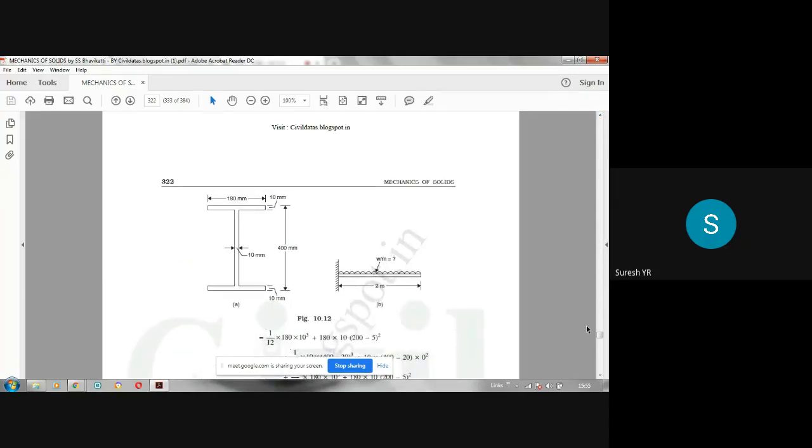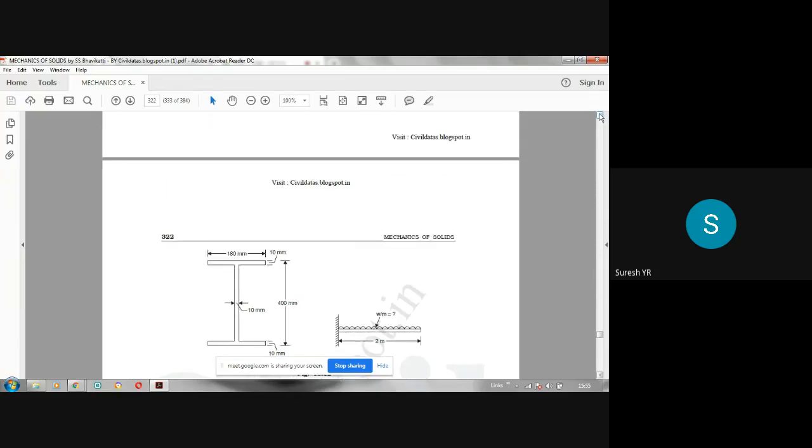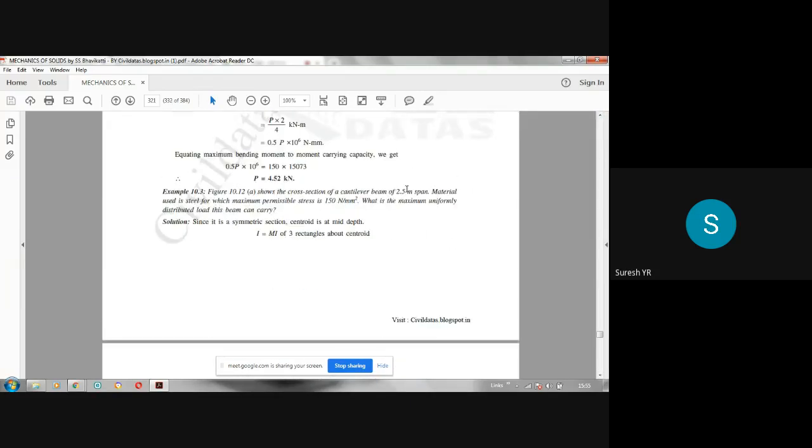Yeah, it is 2 meters only. Please make the correction in this problem itself. So you just take it as 2 meters span, not 2.5. Material used is steel, for which maximum permissible stress is 150 Newton per mm square. So here also he has given maximum permissible stress as 150. What is the maximum uniformly distributed load this beam can carry?